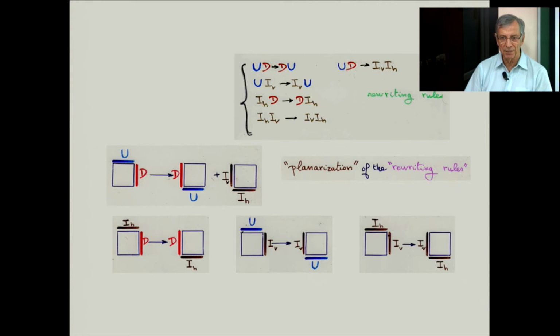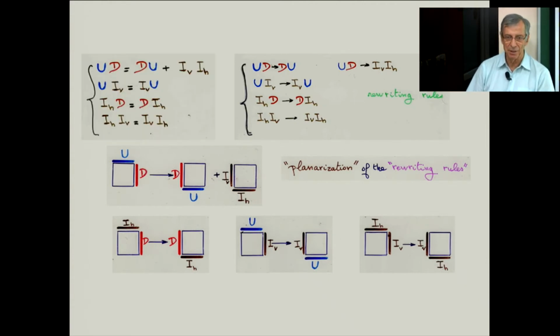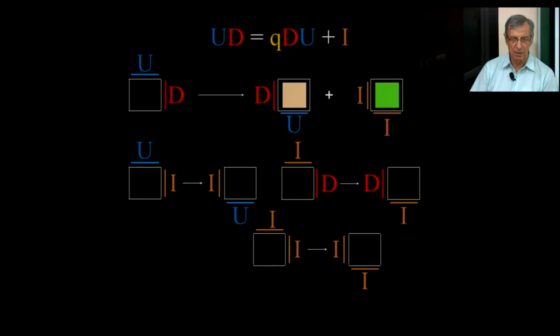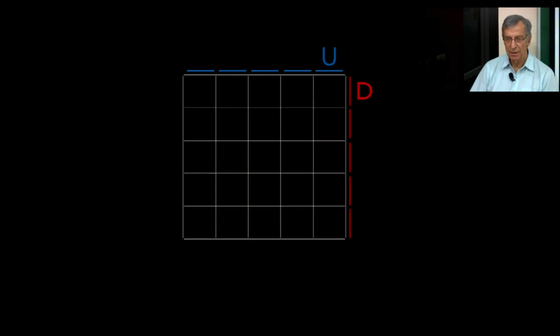What I have done, in fact, is to give a homogenization of my quadratic algebra. Homogenization means all the terms on the right have degree 2. Here everybody is degree 2, and all the terms on the right have degree 2. So this new quadratic algebra with 4 generators has a rewriting rule, always in one way, and then a planarization of the rewriting rule. So I give you an idea of this planarization by taking an example.